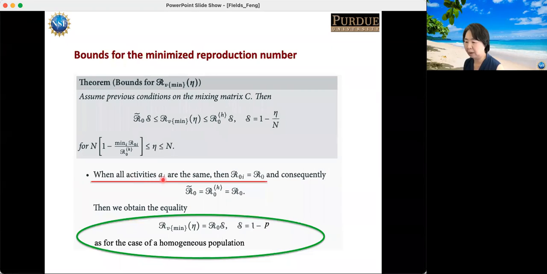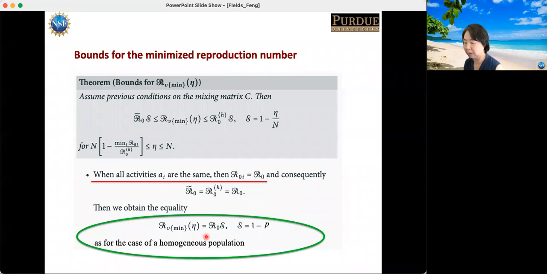So all activities A_i are the same. Then each subpopulation will have the same reproduction number. In that case, the harmonic mean and this R tilde are the same as R0. So basically, they are all equal. There's no order, no difference. And in that case, you recover the threshold I showed you earlier, right?